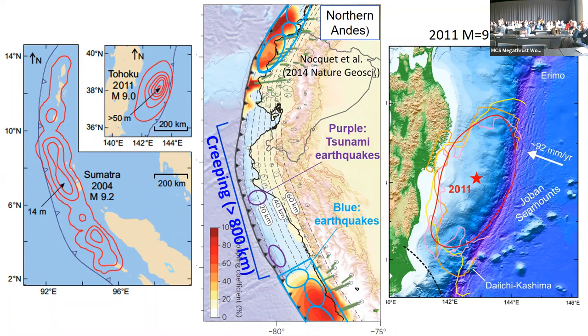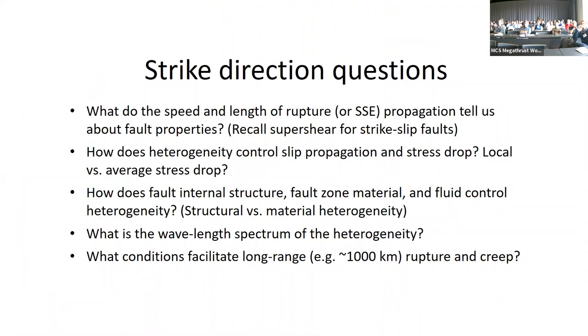So the questions: what do the speed and length of rupture or slow slip propagation tell us about fault properties, and recall super shear in strike slip faults? How does heterogeneity control slip propagation and stress drop, local stress drop versus average stress drop? How do fault internal structure, fault zone material, and fluid control heterogeneity? We have structural heterogeneity versus material heterogeneity; they are different things. What is the wavelength spectrum of heterogeneity? And what conditions facilitate long-range rupture or creep?